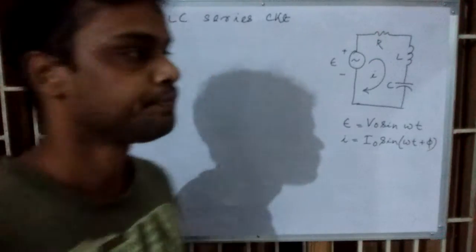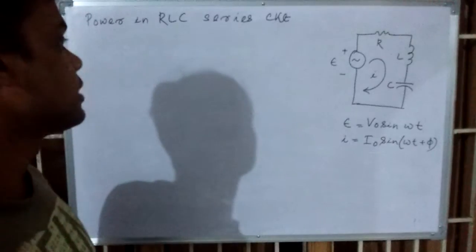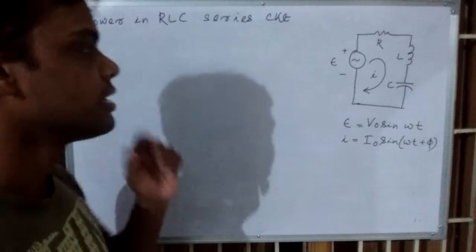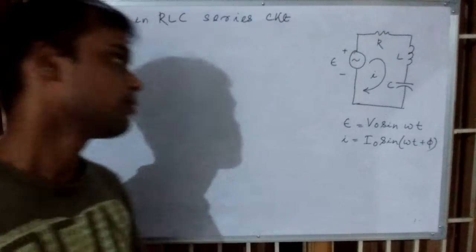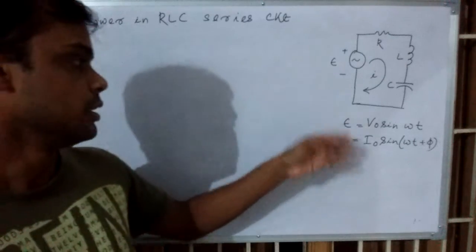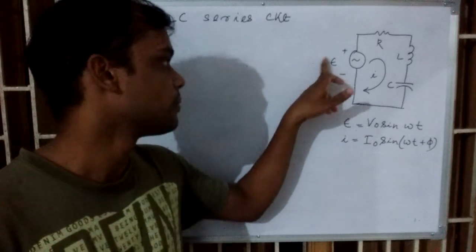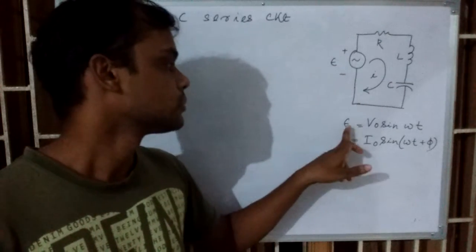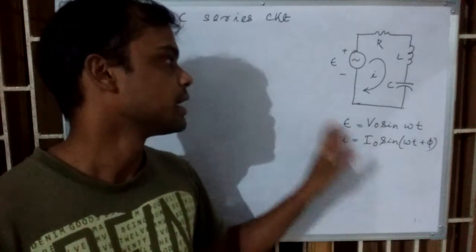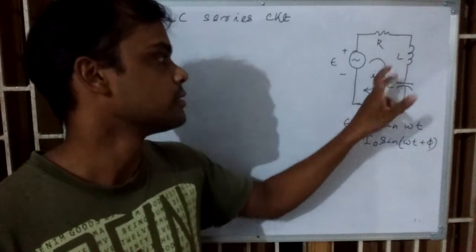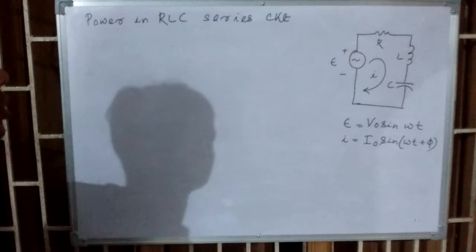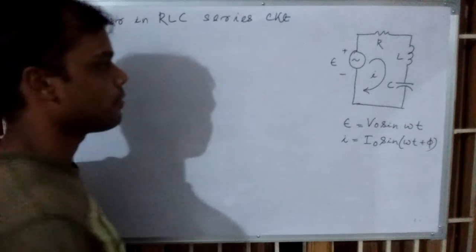Hello students, in this class we shall discuss power in RLC circuit. We have already discussed the response current when an EMF epsilon, that is V naught sin omega t, is applied to one RLC circuit. So what is the power?